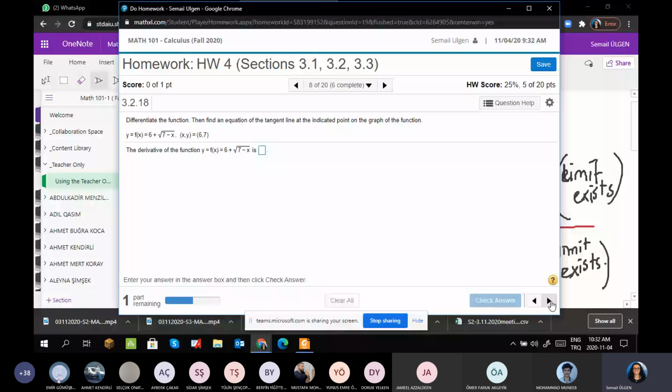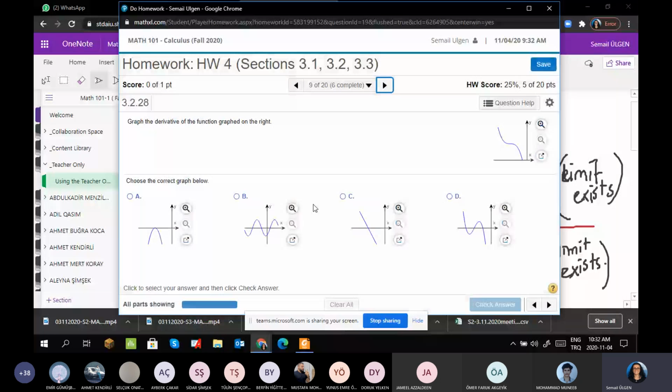Then find an equation of the tangent line at the indicated point on the graph of the function. Okay, so this is a similar thing too. If you want me to do it, I'm going to do it, but let's go through all of them first before the class is over.